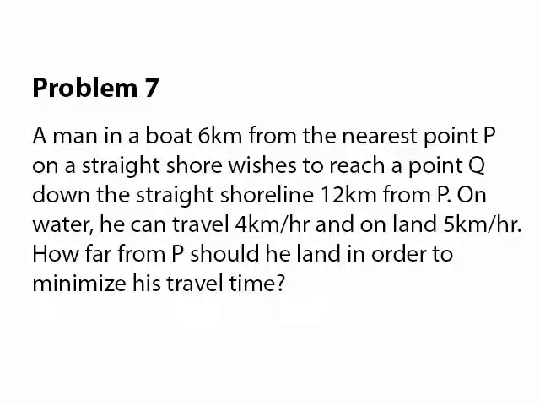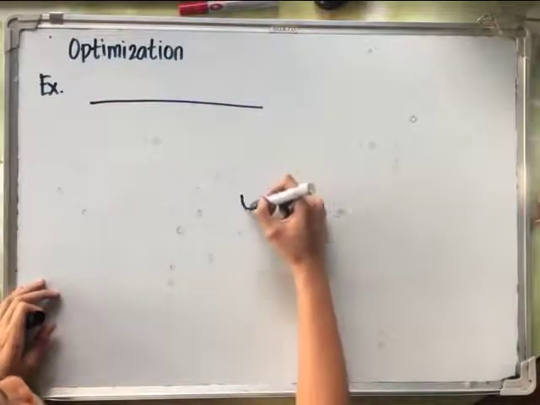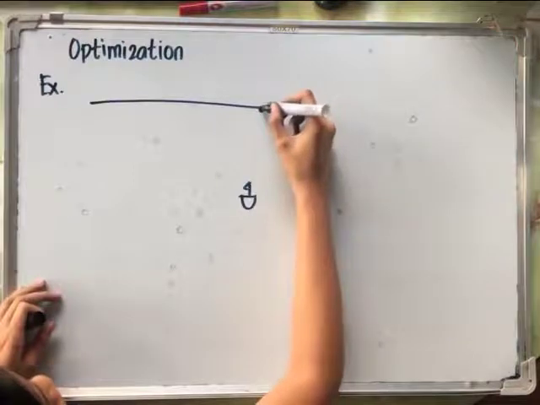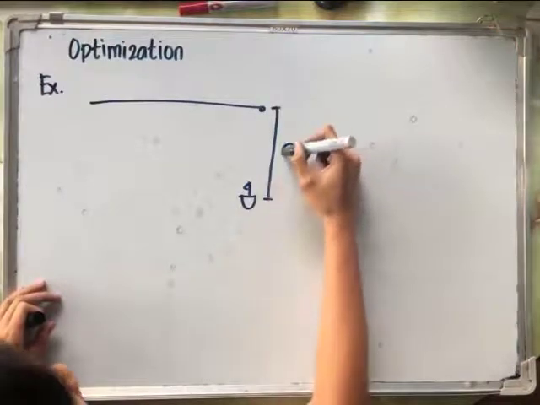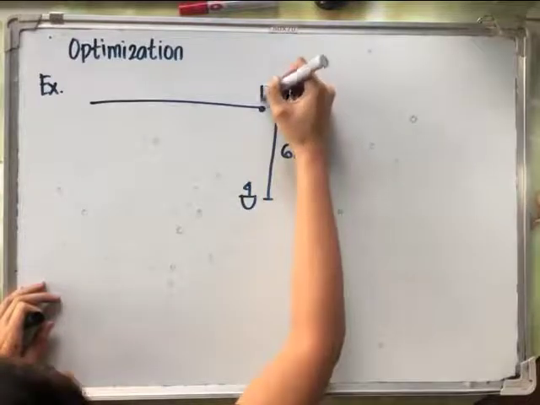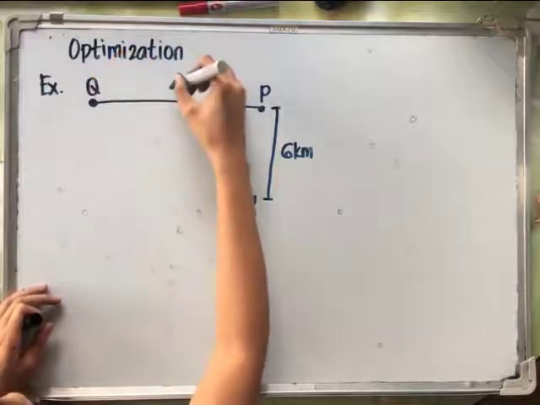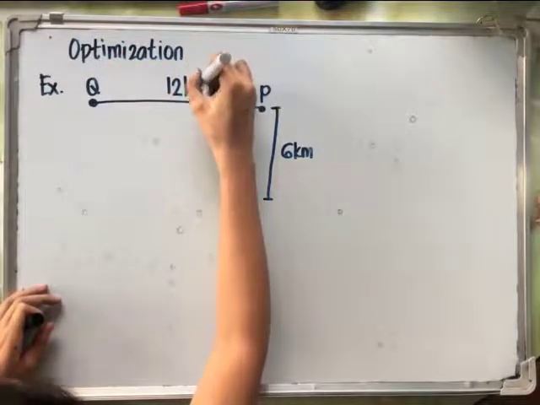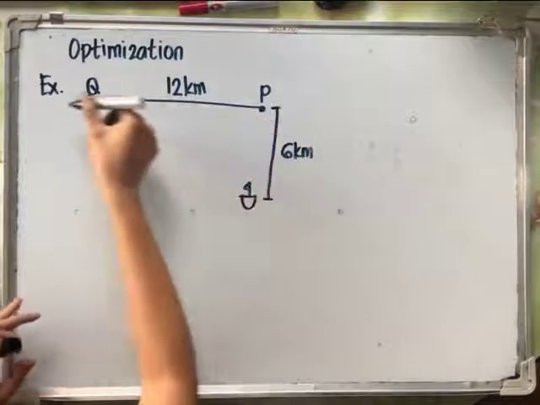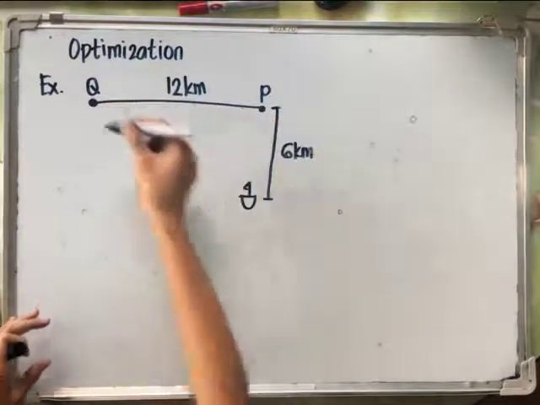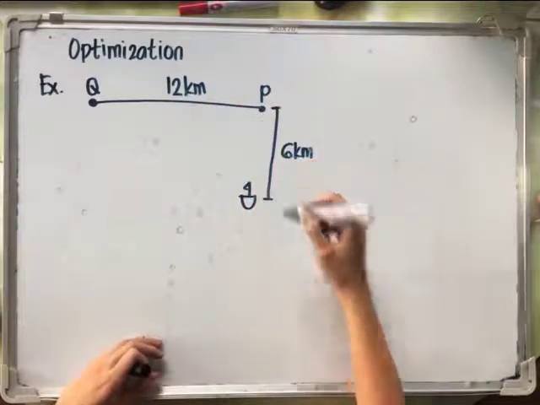Okay, so we have an example here. A man in a boat 6 kilometers from the nearest point P on a straight shore wishes to reach point Q. Okay? We have here a shore and we have here a man in a boat. As stated, this is 6 kilometers distance. This one is point P, and the man wishes to reach point Q, which is 12 kilometers down the shore or along the shore, straight down from point P. The man wishes to be at that point there.